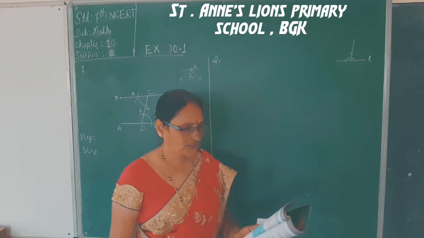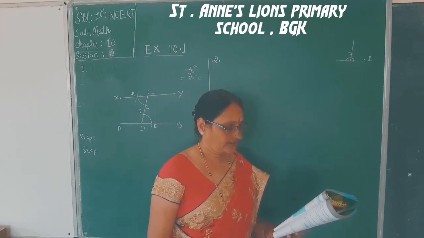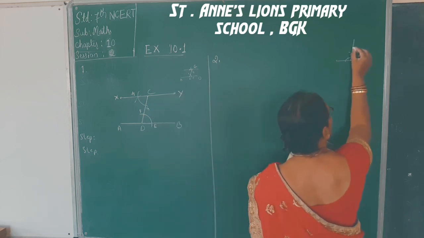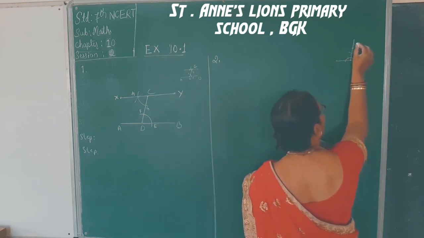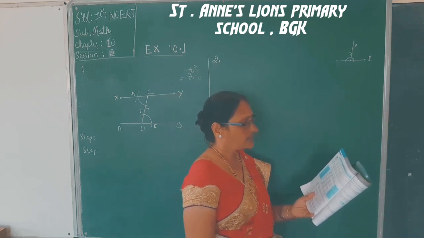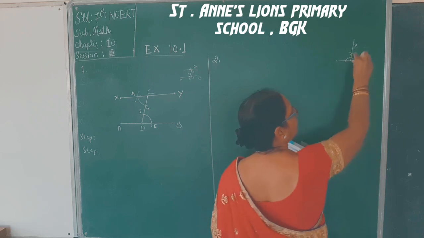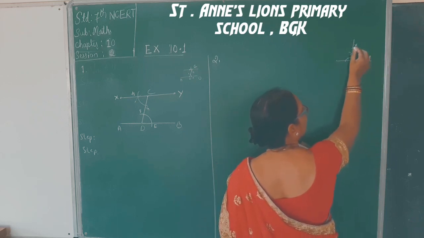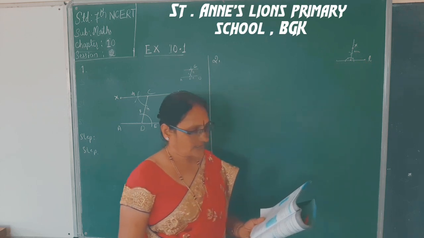Perpendicular. This is perpendicular to the given line L. On this perpendicular, choose a point X. Okay, one point we have chosen, that is X. That should be 4 cm away from L. Here you take the scale and make sure that this is 4 cm away from L.